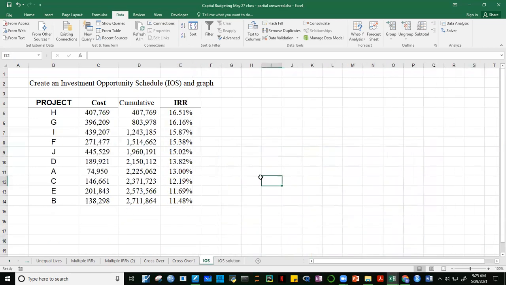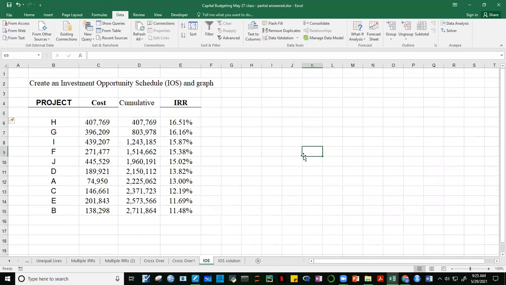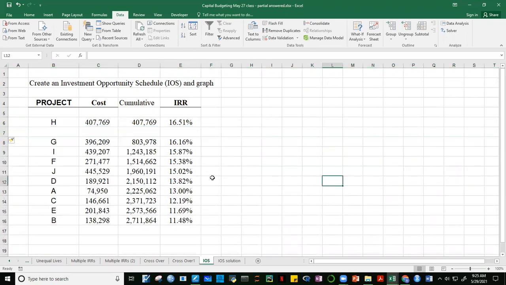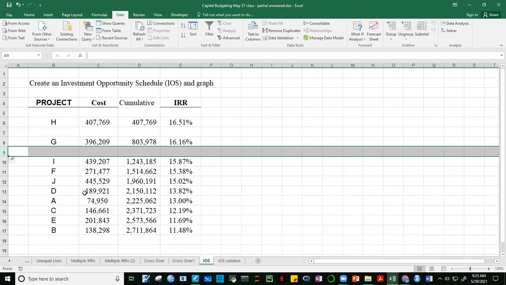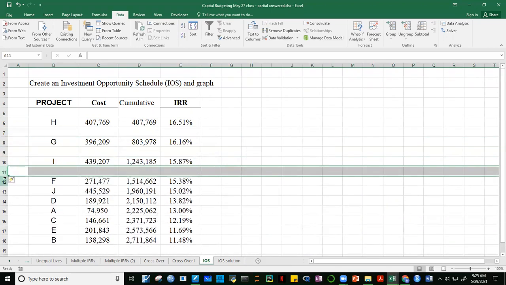So how do we do that? Let's insert a line here. And then we have to do the same for the rest. So let's keep on inserting per project. Insert. Insert.